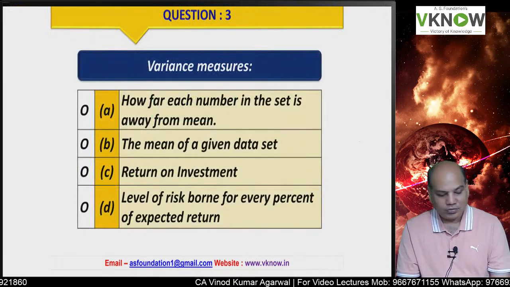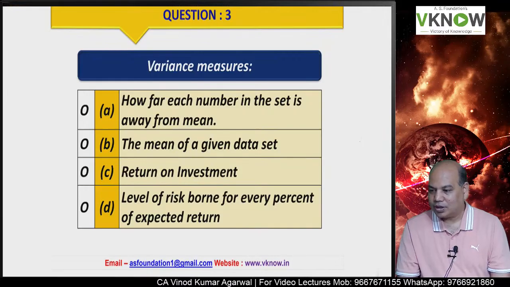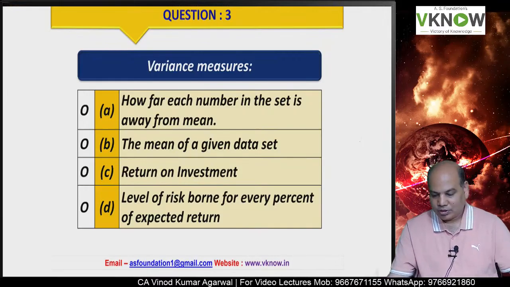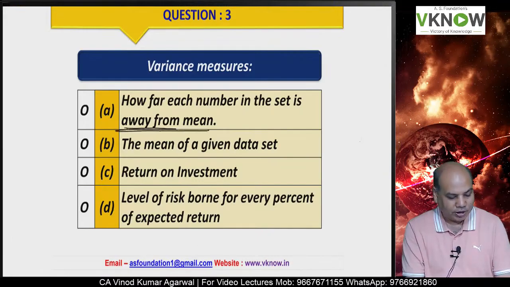Third, variance measures: A, how far each number in the set is, just write this also if not printed in the book, away from the mean.